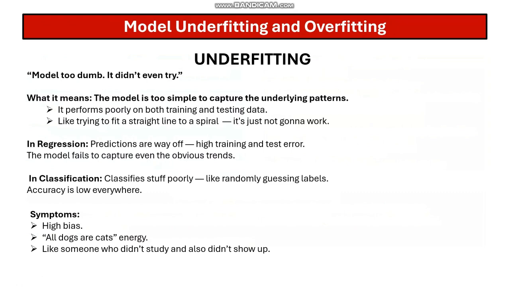Okay, so when you are working with models, there are two problems. One is underfitting and the other one is overfitting. So what is underfitting? Underfitting means the model is too simple. It can't capture the underlying patterns. It can't deal with complex patterns. Its performance is very poor on both training and testing data. For example, in terms of regression, the predictions are way off. The number of errors is very high. In the case of classification, it's guessing apple as banana, so it has high bias, it's not working properly.